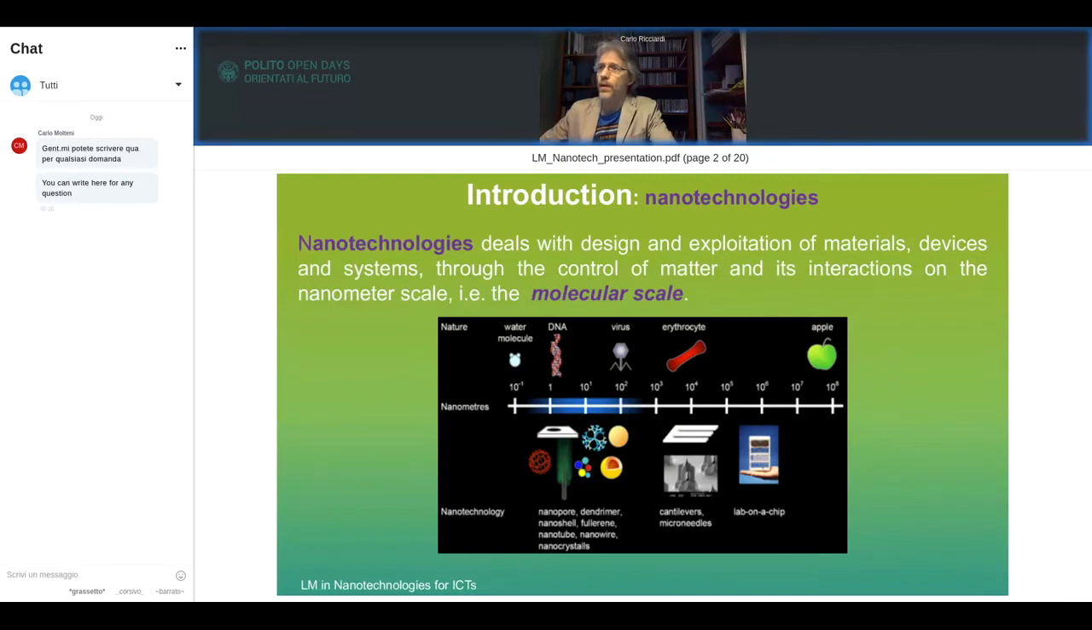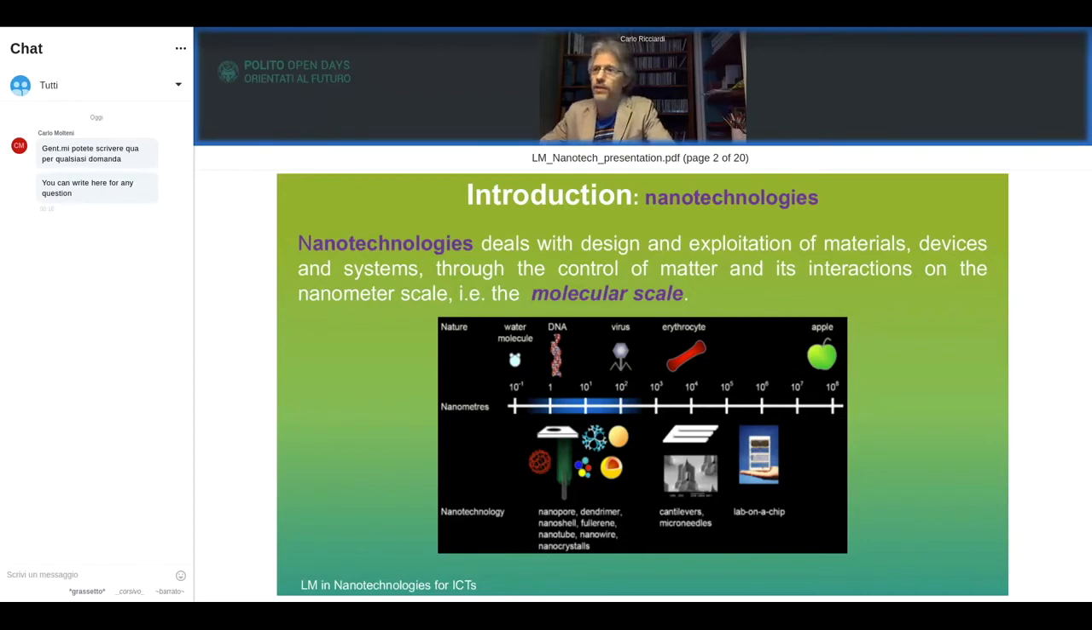So, first of all, we have to define what is the topic of this master, that is nanotechnologies. Instead of seeing it in a simplistic way, as nanotechnologies being just smaller microtechnologies, I prefer this definition, in which nanotechnologies deal with the design and exploitation of materials, devices, and systems through the control of matter and its interaction at the nanometer scale.